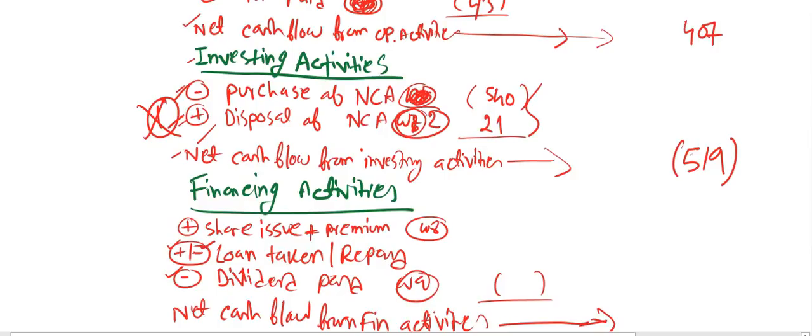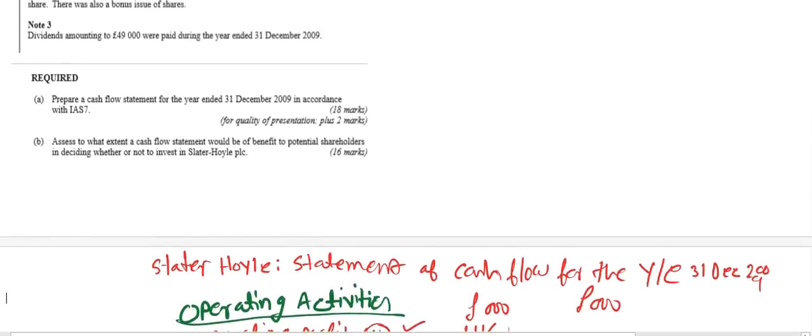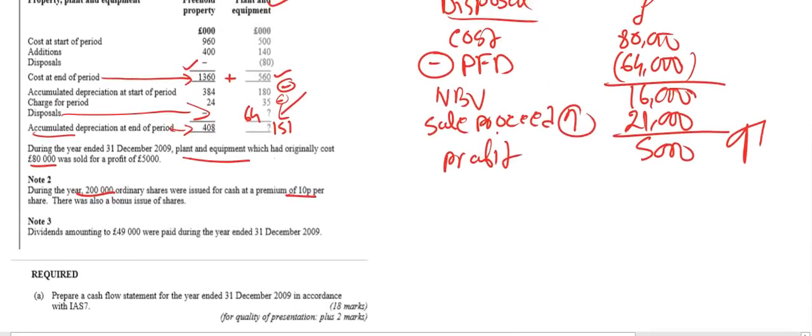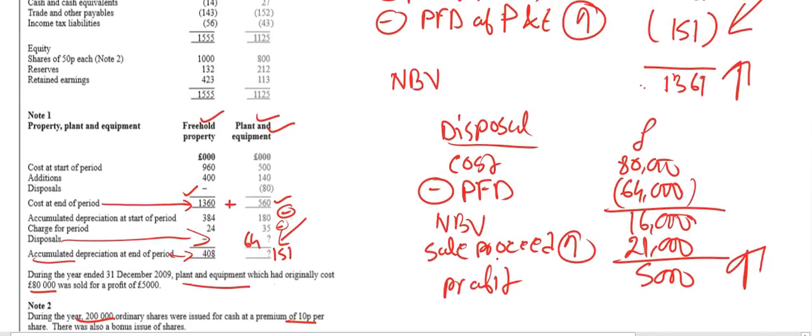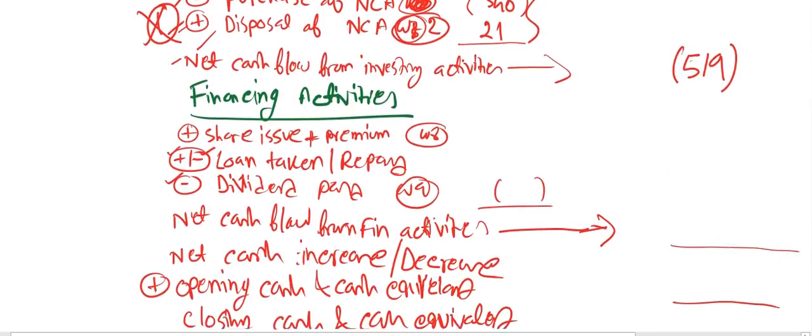Okay, financing activities, share issue. Yes, we have issued some shares. Have a look here, 200,000 shares issued at 10p premium. What is the nominal value of your shares? There you go, nominal value is 50p. So we have issued at 60p. 200,000 times 0.6, the answer is 120,000, an increase in your financing activities.